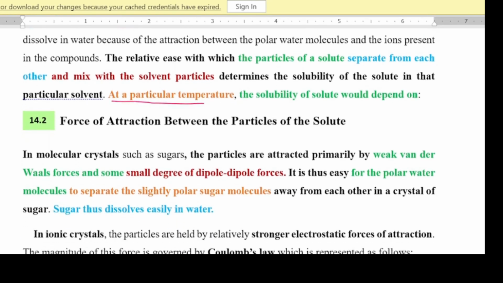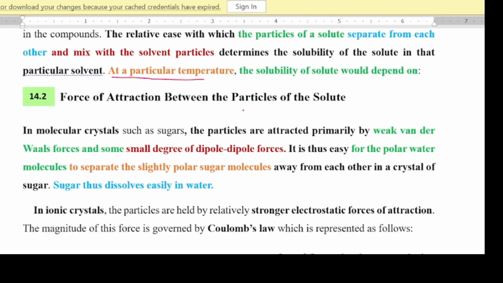One, it depends on the force of attraction between particles of the solute. Why is it that sugar can be dissolved so easily by water? The reason for that is because the molecules in the sugar crystals are held together by weak London dispersion forces and some small dipole forces too. And water being polar is able to separate with relative ease the molecules in that crystal of sugar. And that is why sugar dissolves relatively easy in water, right?